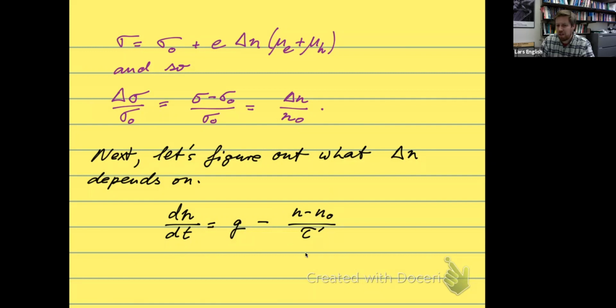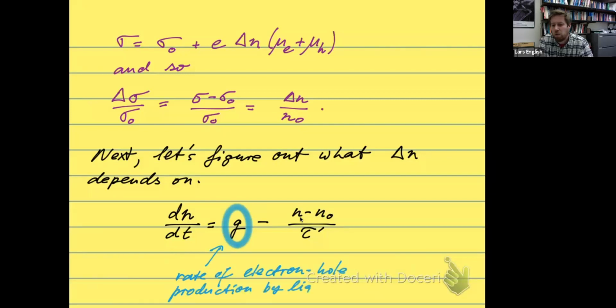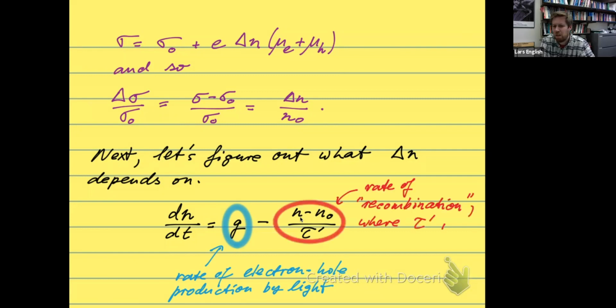And then what's this term here? Well, it has a minus sign in front of it. So that must be some reverse process. So this G here is the rate of electron hole production by light, right? We're absorbing photons and we're producing these electron hole pairs. So that's going to be the production. And then the negative term has to be the rate of destruction of electron hole pairs, or we're going to say the rate of recombination. When an electron fills a hole, the two recombine. And so that's called recombination.